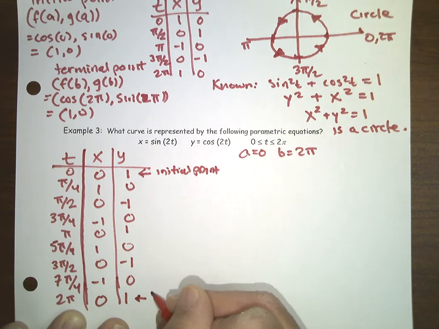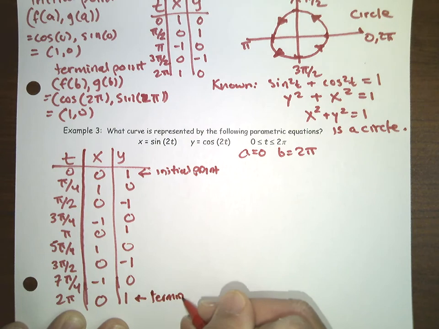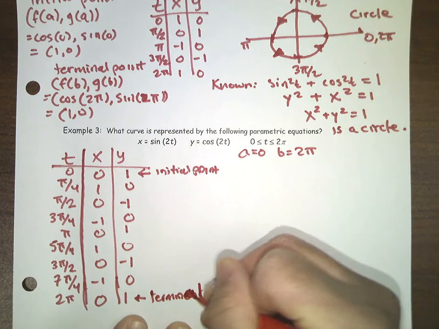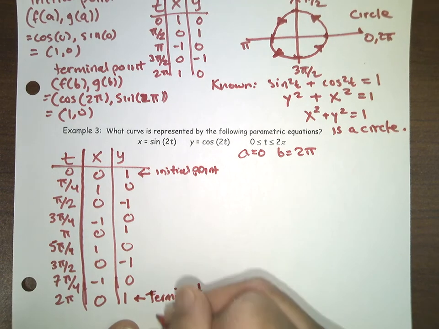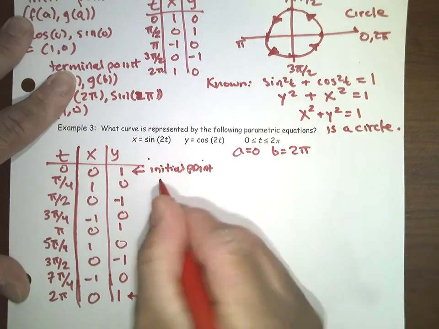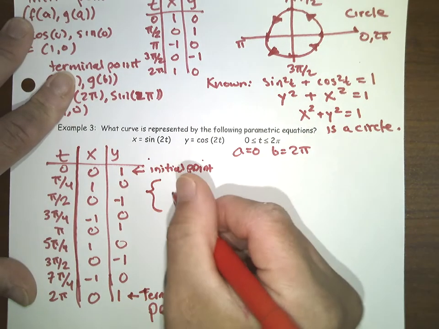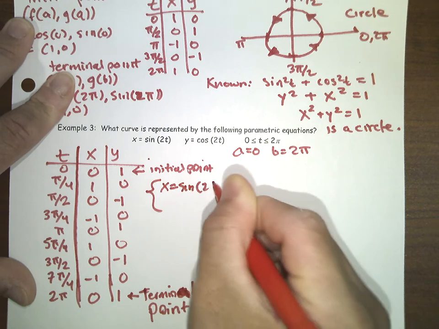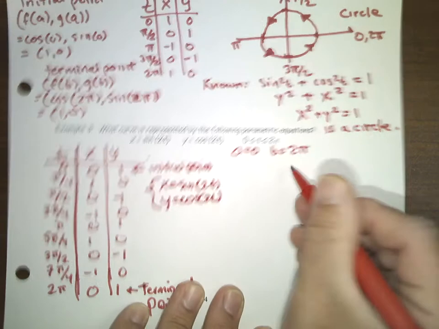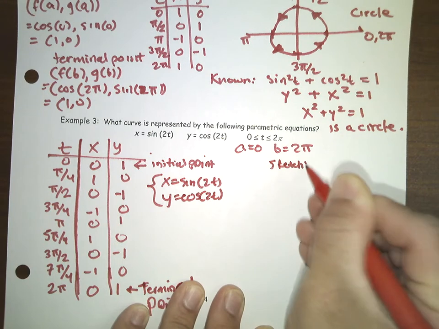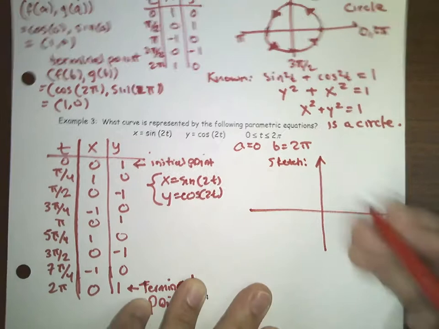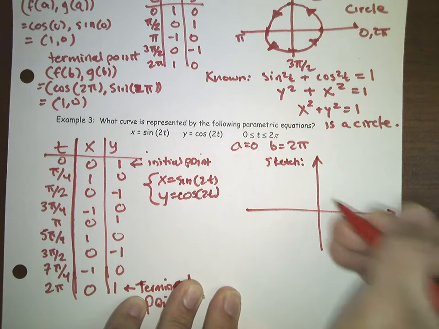So that is what we call a terminal point. All right, what a time to be alive, right? So again, here's my set of equations: x equals sine of 2t and y equals cosine of 2t. If I draw a sketch here, I have my first point at (0, 1), the initial point, then (1, 0).